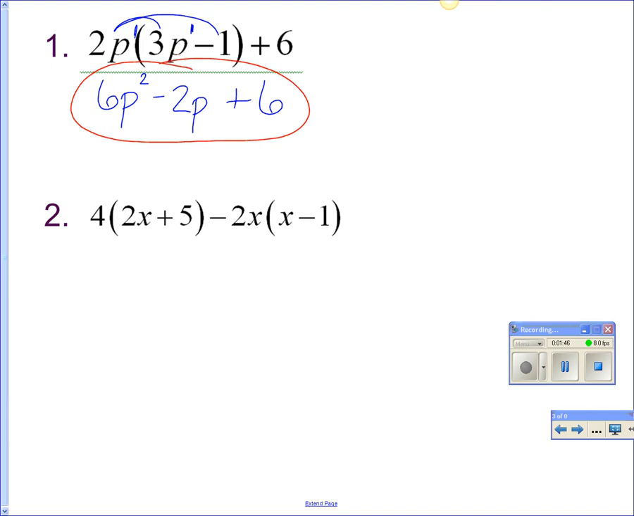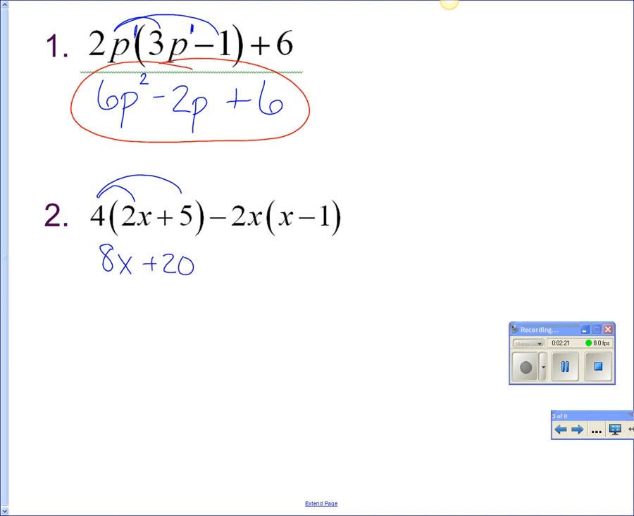Okay, so make sure you have number 2 written on your paper: 4 parentheses 2x plus 5 minus 2x, x minus 1. All right, Tamara, what are we going to do with the 4 first? By the what? That gives me 8x. Daniel's not here. Jesse, what do I do next with the 4? Very good. Which gives me 20.